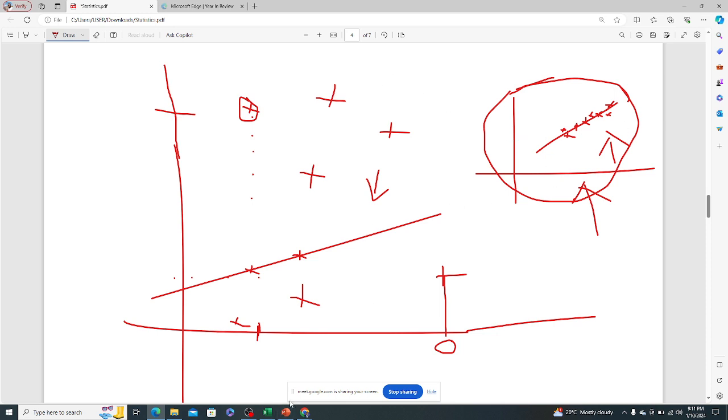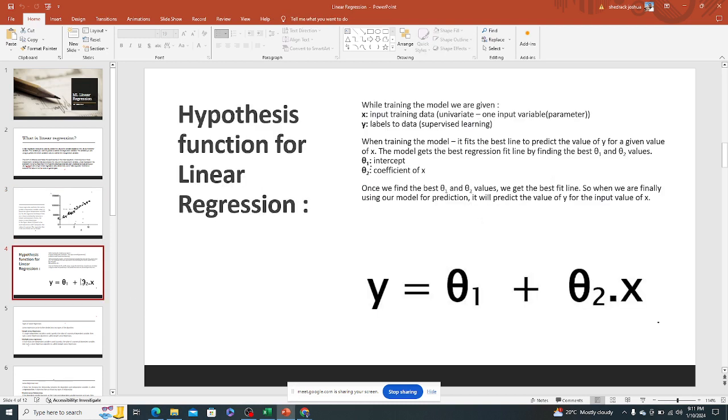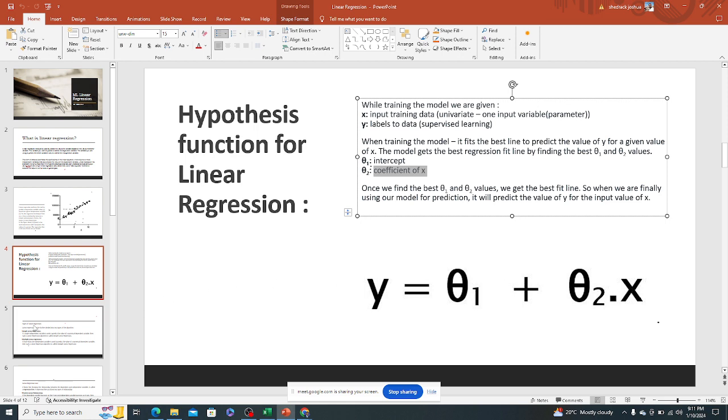Those are just some aspects you need to understand when it comes to linear regression. Then of course we have the hypothesis function for linear regression. This is it. We say that we have the intercept, the y-intercept, and also we have the coefficient of x, or the coefficient attached to x.